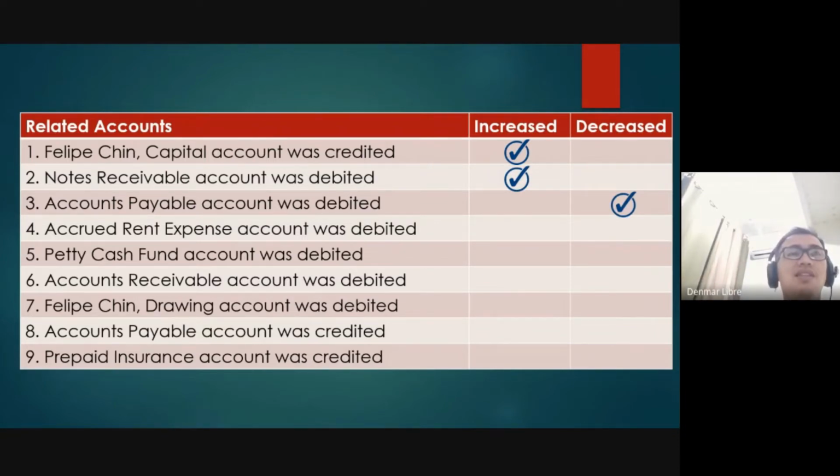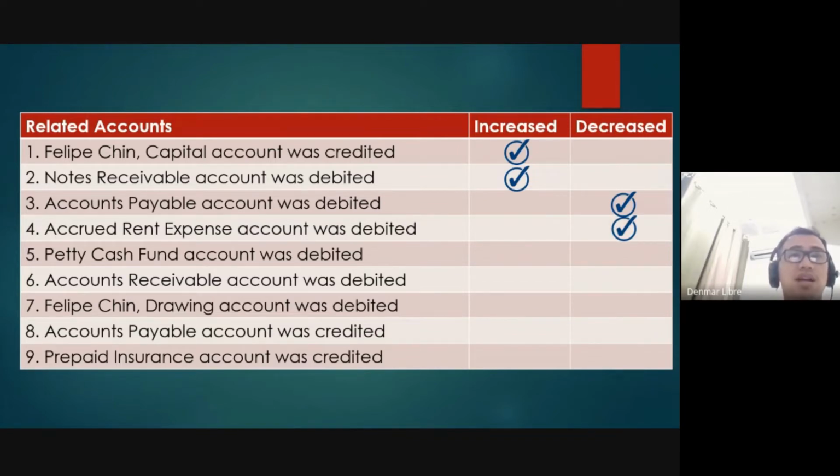Accrued rent expense account was debited. Again, accrued rent expense is not an expense account, but when we attach the term accrued with the term expense, that is payable. So, accrued rent expense is a liability account. Normal balance, credit, but it was debited, decrease.